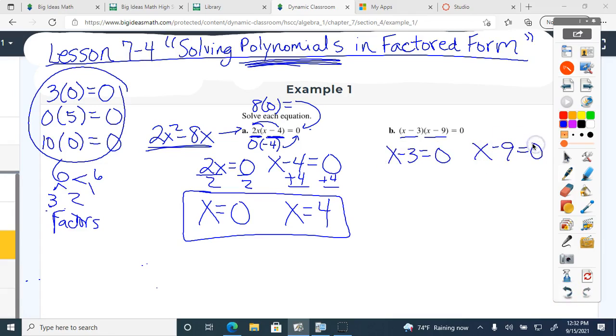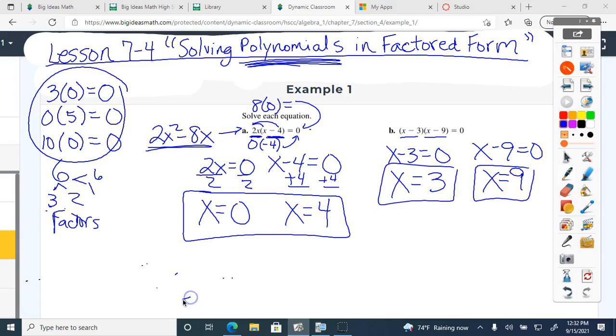So this x would be what? What would make it 0? 3. This one will be 9. Easy peasy.